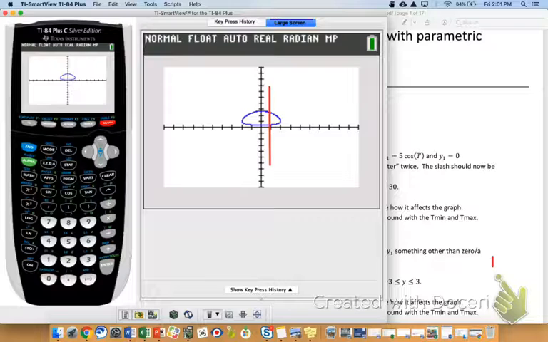But both are functions of t. So if y is a function of t and x is a function of t, then at any given time, the particle is only in one place. There's only one y value and x value for any given value of t. So you can't say that about y in terms of x, but you could say y in terms of t or x in terms of t. So these are still functions, right?